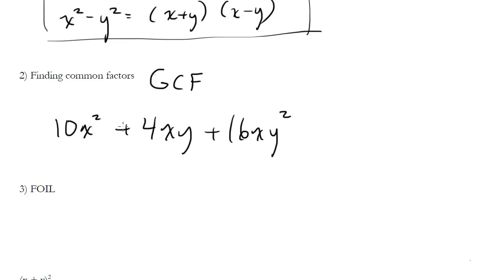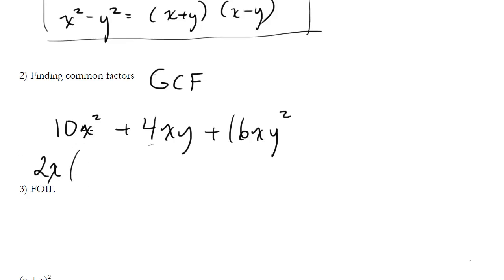Well, let's look at the numbers first, 10, 4, and 16. Well, they all have a 2. They all don't share a 4. He has a 4 and he has a 4, but 4 doesn't go into 10 equally. So let's just go ahead and pull a 2 out of all of them. How about the letters? Well, this one has 2 x's. He has 1x and he has 1x, so we can pull an x out of all of them. These guys have at least 1y, but he has no y, so we can't pull a y out of him. So we pull a 2x out of everything.